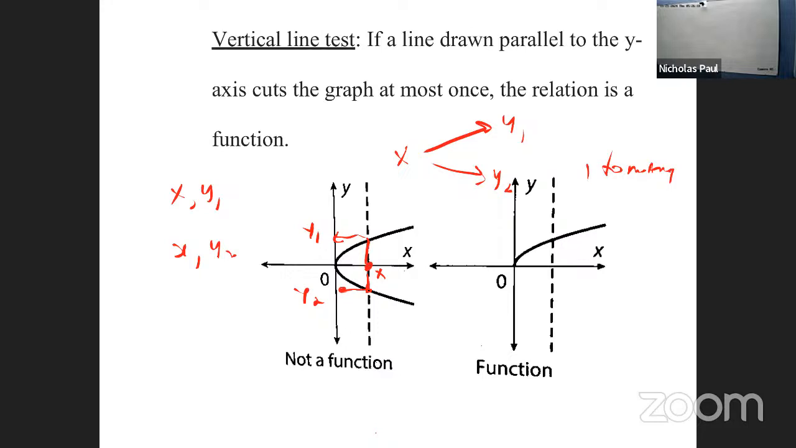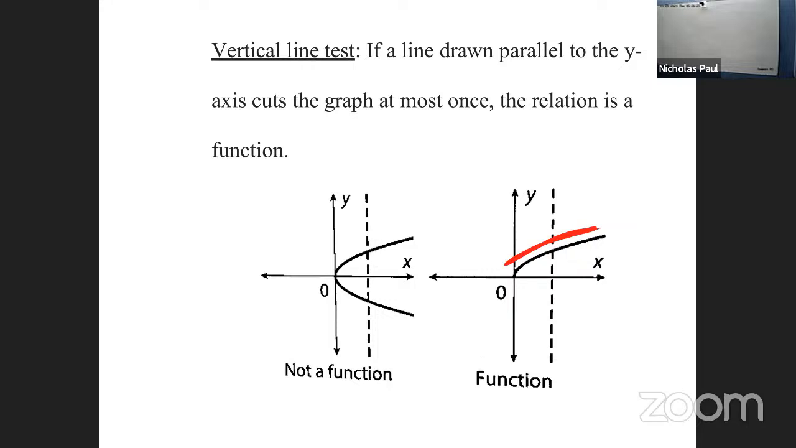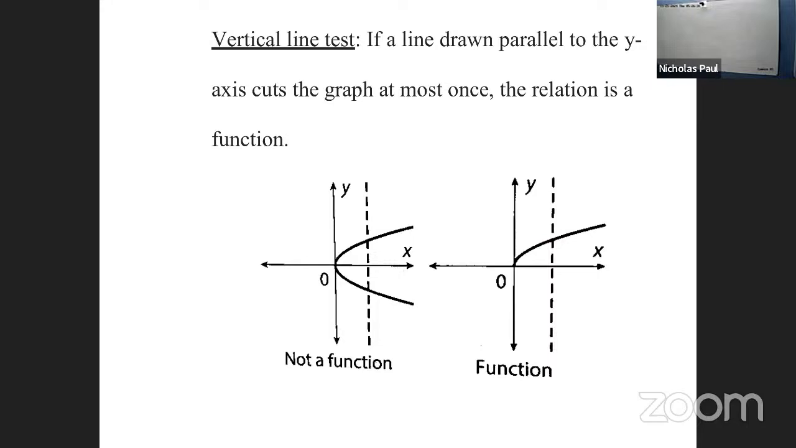And of course, if you do the vertical line test and it only touches the function once, then the function is one to one, and then the function exists. Okay? So please remember that vertical line test, and please remember how to sketch. All right? This one is one to one.